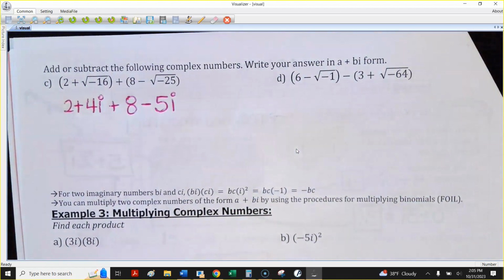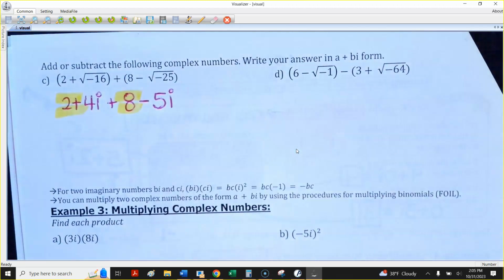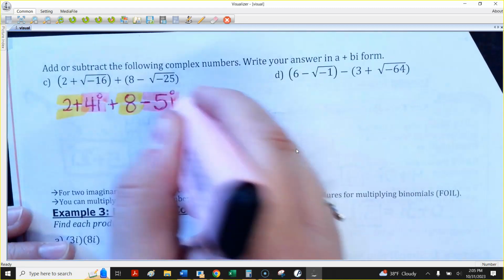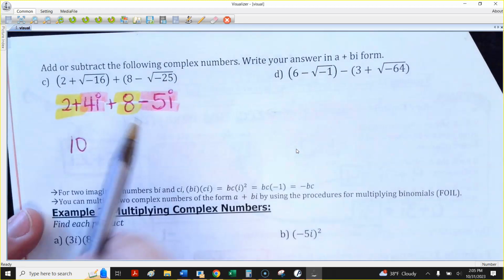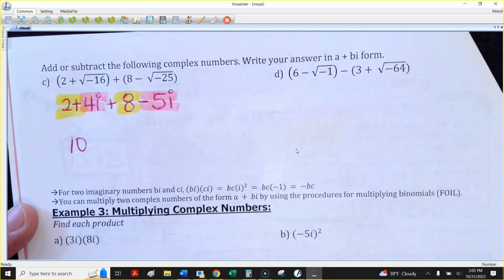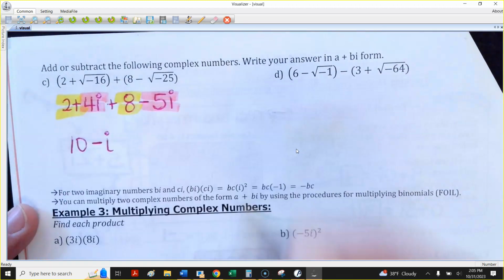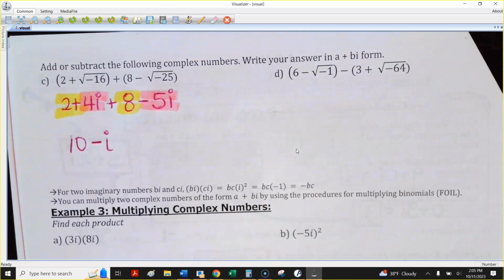So I'm going to take the real parts, add those together. I got a 2 and an 8. And then I'm going to take my imaginary parts and add those together, just like combining like terms. 2 and 8 just gives you 10, right? Okay, for the i's. You have 4 minus 5, so that would be -1. Typically, you're not going to see a 1 written in front as a coefficient, so that would be written as just -1i or just -i is how we would write it.